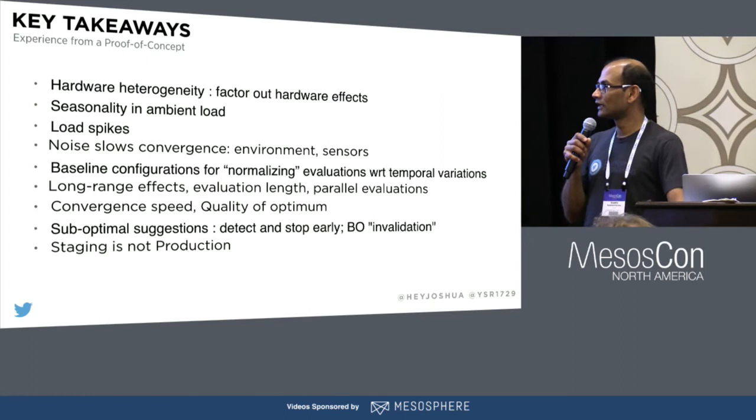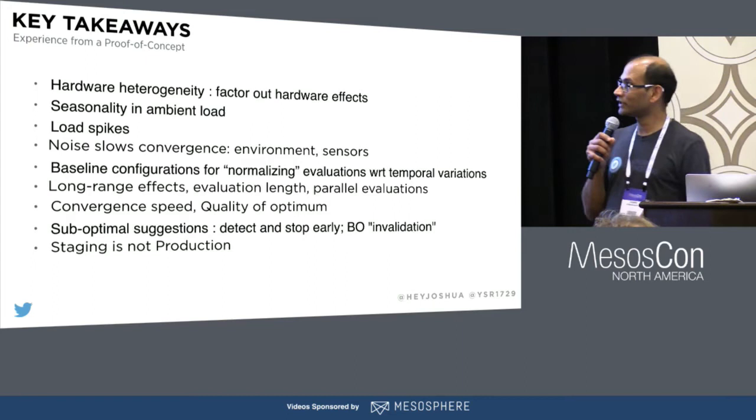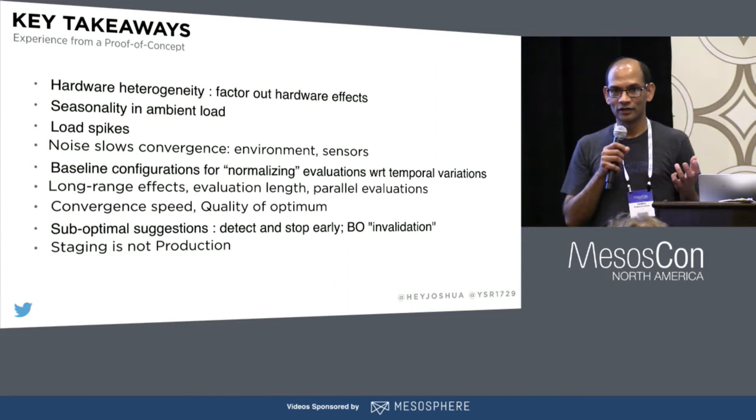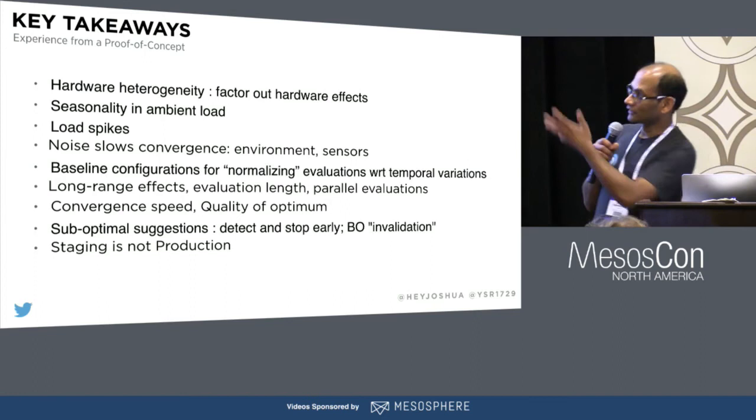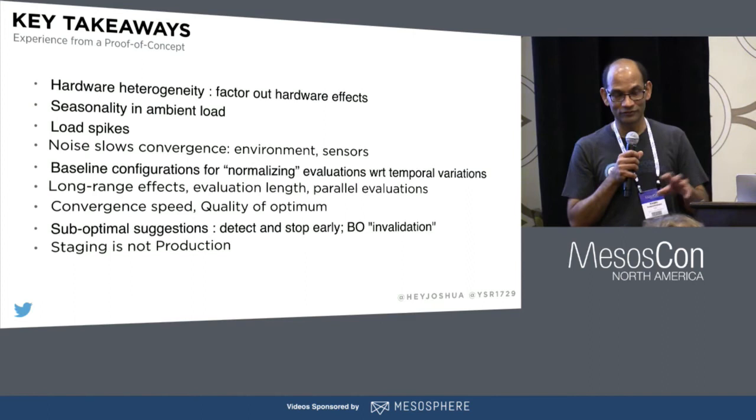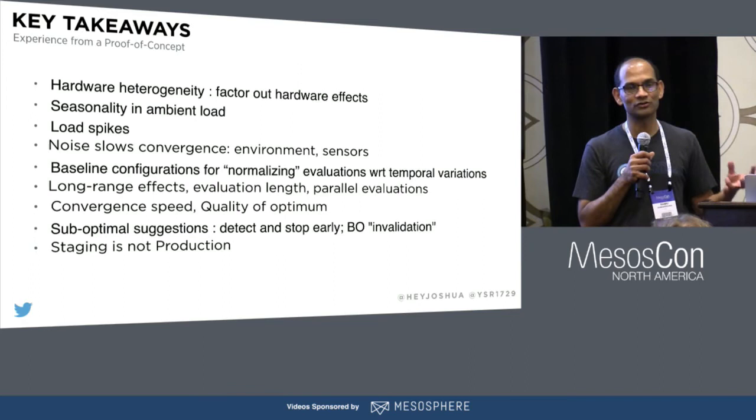And finally, suboptimal suggestions, such as the one that I pointed out earlier, you need to be able to detect those and stop them early so that you don't affect the overall quality of service, especially if you're running the experiment in production. And the last bullet says that staging is not production. If you optimize something in staging, as we found out the hard way, it doesn't translate automatically to production. So it makes sense to run these evaluation experiments in production.